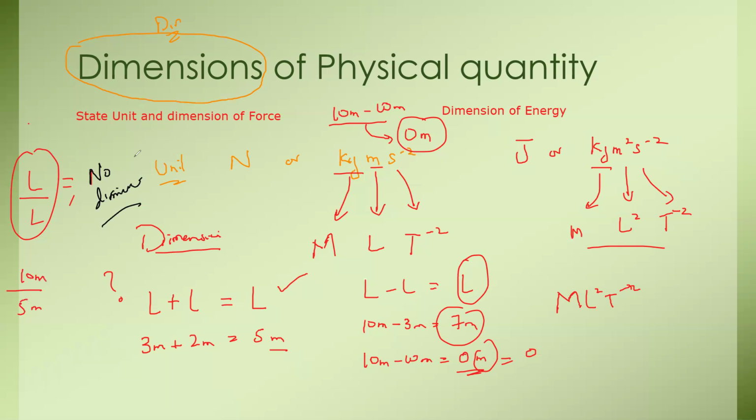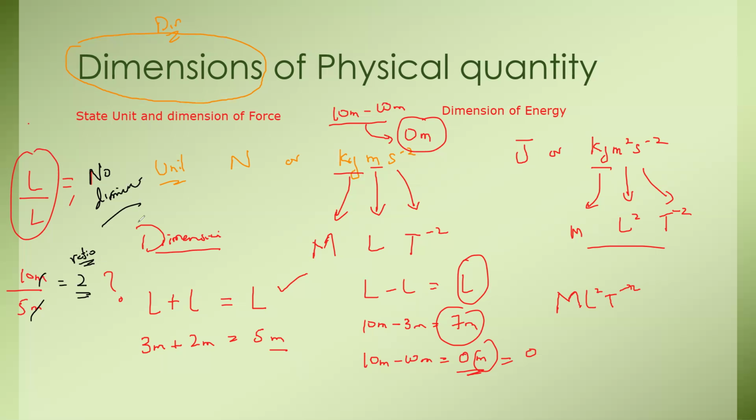No dimension means it does not represent a physical quantity. It simply represents a ratio. So 10 meters divided by 5 meters. The meter cancels with meter, and 10 divided by 5, I'll get 2. So what is this 2? Actually, this 2 is representing a ratio. It's just showing a comparison that one object is twice as much as the first one. But it does not give any idea about the physical quantity. It just shows a comparison.